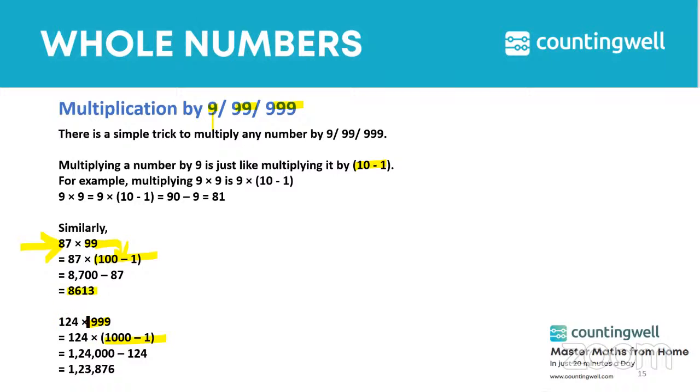Next we have 124 into 999. So we are writing 999 as 1000 minus 1. Then we are using the distributive property of multiplication over subtraction. So we have 1,24,000 minus 124, which is 1,23,876.